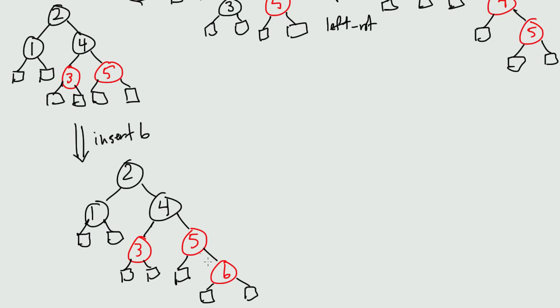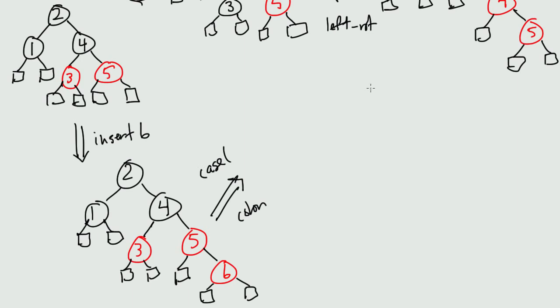Right, clearly we have a violation. So what case is this? The uncle is red, so this is a case 1. Right, so let's write case 1, and I'm going to write color, because that's what we're going to change. We change the color of the parent, the grandparent, and the uncle.